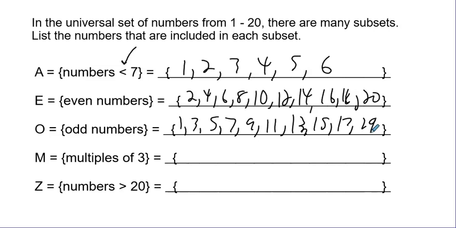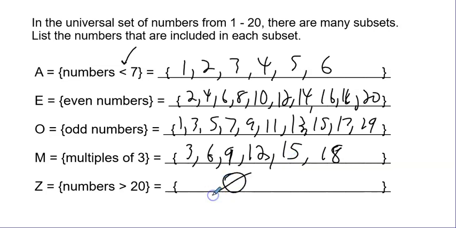Multiples of 3. So starting with 3, 6, 9, 12, 15, 18, stop. Oops, I wrote 18 instead of 15. The next one after that is 21, and that's bigger. Numbers greater than 20? There are none. If it said greater than or equal, the only number there would be 20.